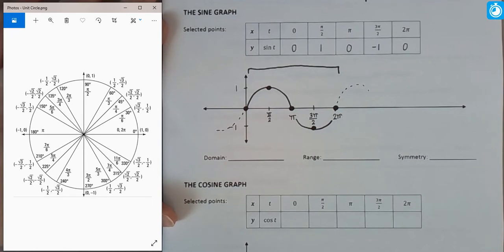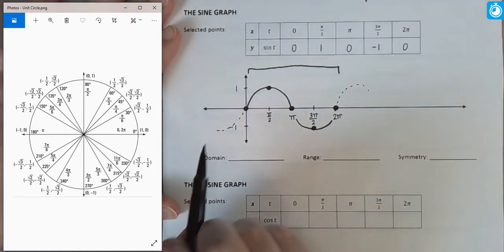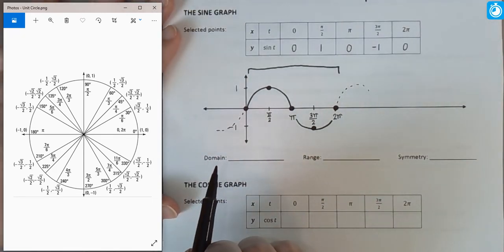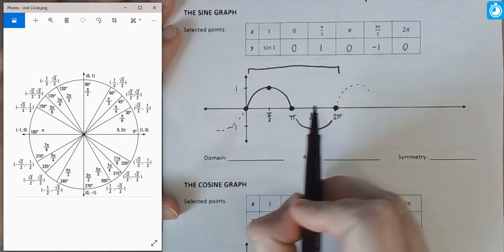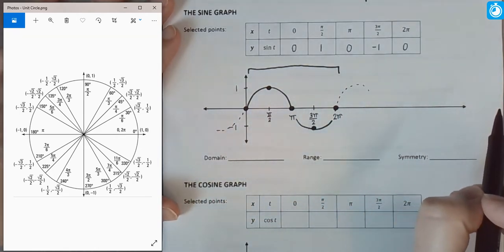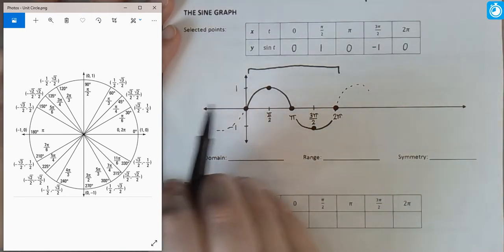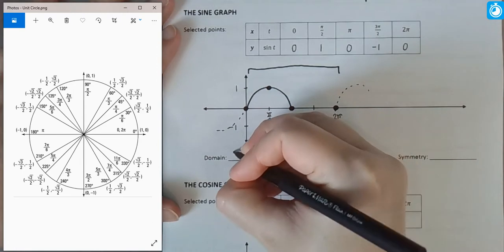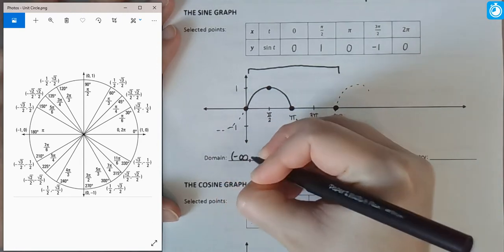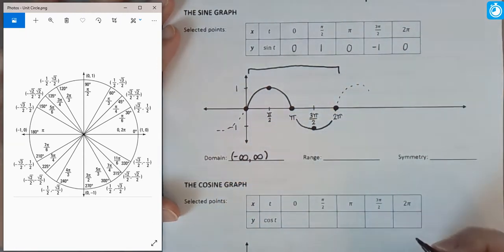Now from this graph we can also start to talk about domain, range, and then symmetry that we see from the sine function. So the domain, remember, that's going to represent our inputs for our function. Well, this graph is going to continue forever and ever and ever, no holes, no breaks, nothing like that. We covered the entire real number line along the x-axis. So our domain is going to be all real numbers.